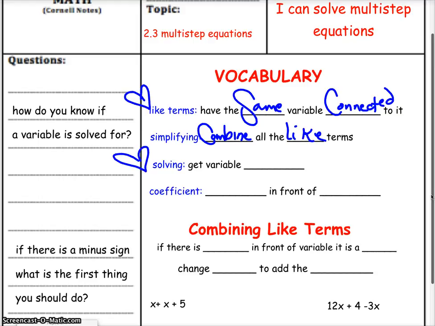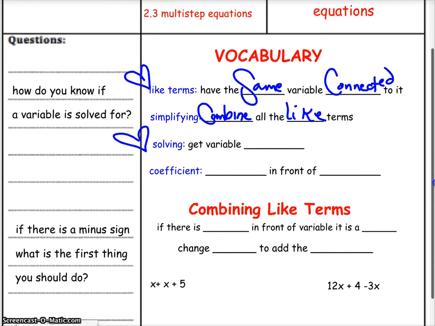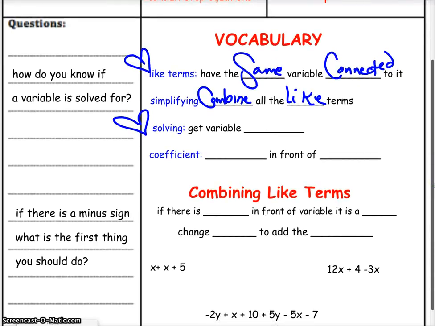Solving. To solve means to figure out. To figure out an equation is when you get the variable all by itself. So get the variable alone. Like x is equal to something. y is equal to something. The variable is all by itself.